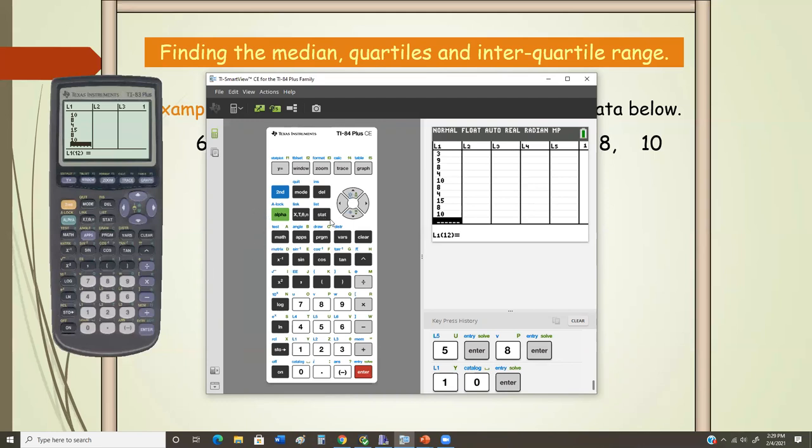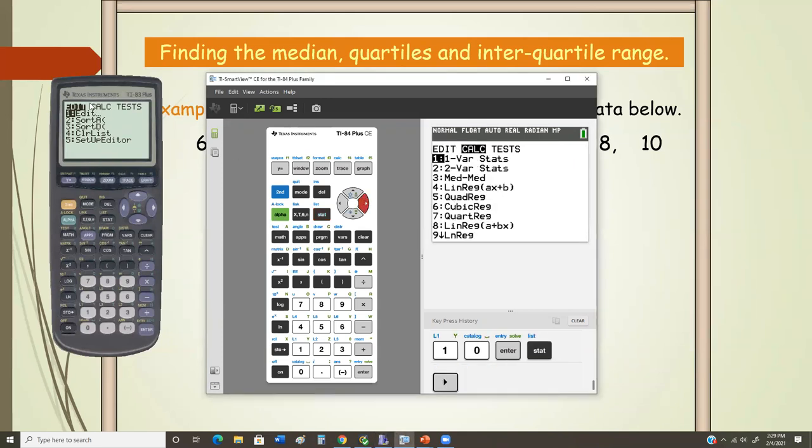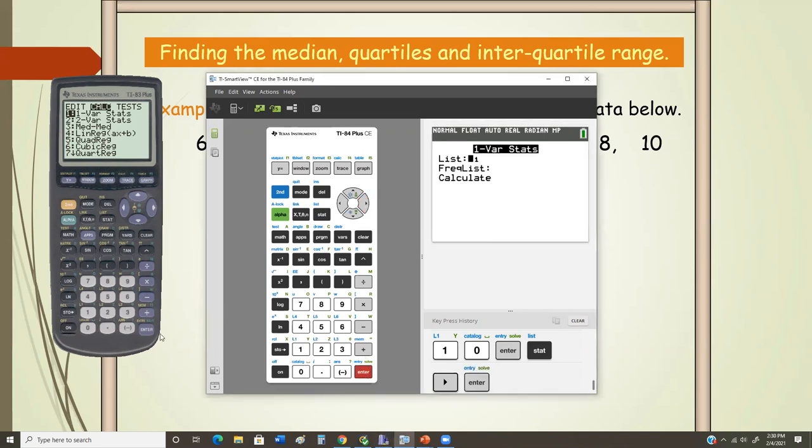So the first thing you're going to do is hit the stat button on your calculator. Then scroll over to calc. And again, it's just number one. You just want the one-var stats. So it's the same thing we were doing before. Just under number one, hit enter. The TI-83 is a little bit easier. You're just going to hit enter again. On the TI-84, you're going to scroll down to calculate. And you should see something like this.